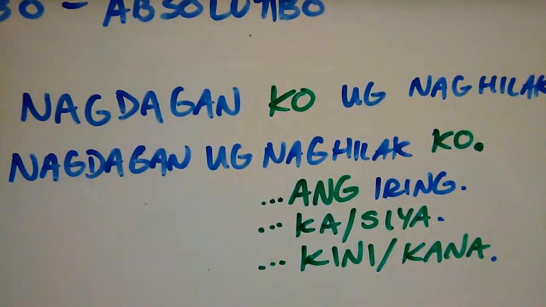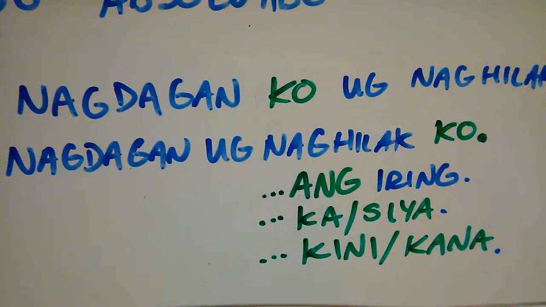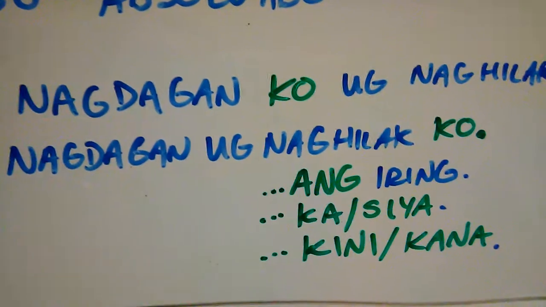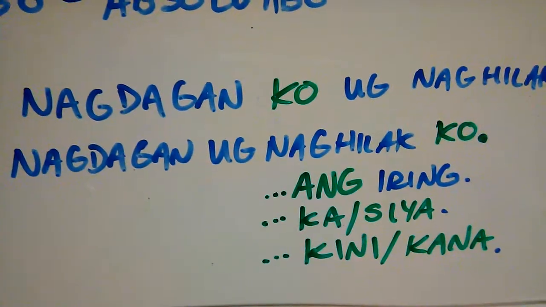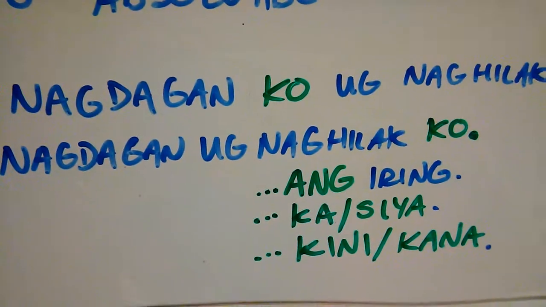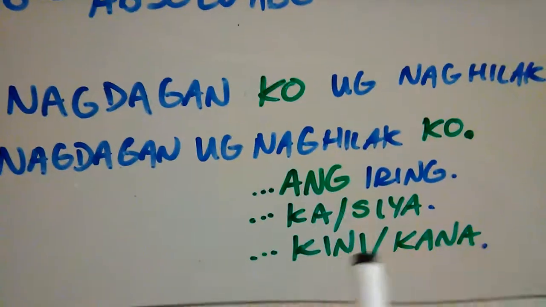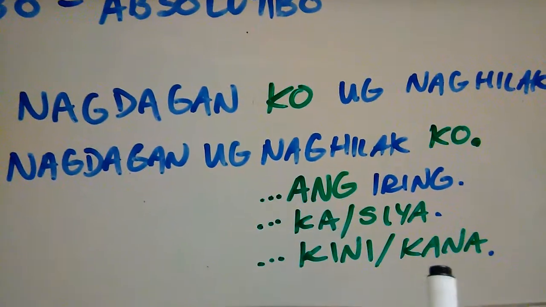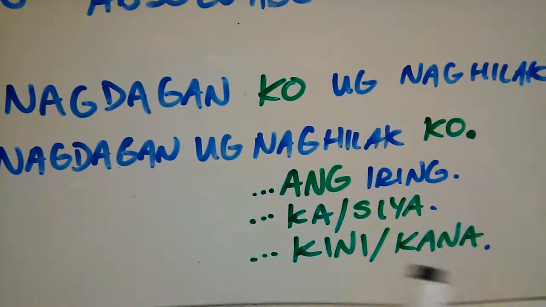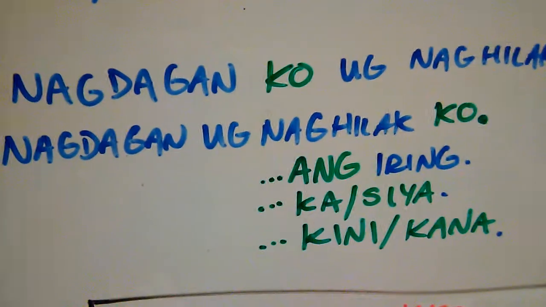So it wouldn't make sense to say nagdagan ug naghilak niya, or nagdagan ug naghilak nako, or nagdagan ug naghilak nimo. So it's weird. There's something odd about it. But make sure that you stay consistent with the case, even for the demonstrative pronouns. These are still pronouns, they're just demonstrative, and because they're pronouns, they have their own case, so you have to make sure you use the right case.